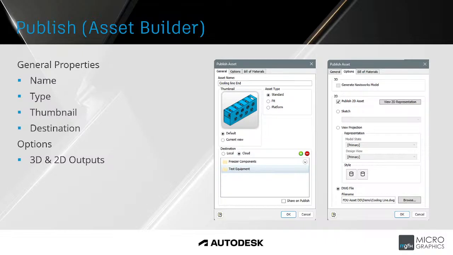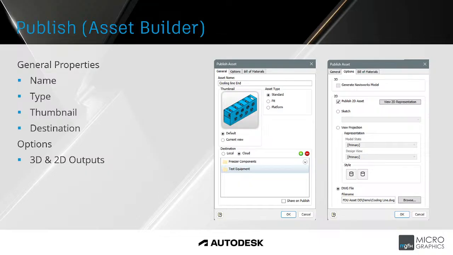So I'm going to jump back quickly into the presentation. And what we'll do here during the publishing of the asset is we will give it some general information. So the name that we're going to publish it under, the asset name. What type of asset is it? So we've got standard, pit, or platform. So standard would be any machinery that goes on the ground. Pit goes under the ground, platform goes above the ground. So we can categorize the asset type there as well.